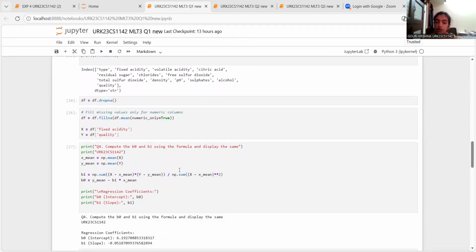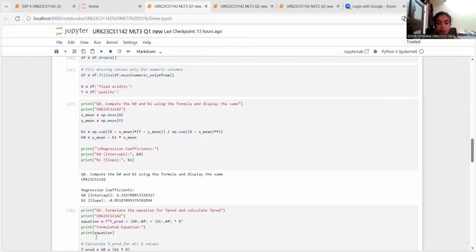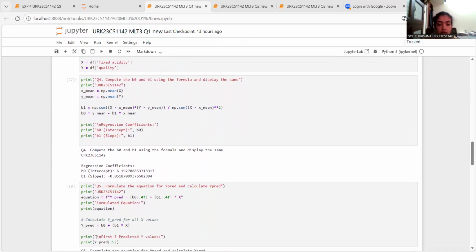We'll calculate the regression coefficients. B naught is the intercept and b1 is the slope. The equation for b1 is the summation of x minus x bar into y minus y bar, divided by the sum of x minus x bar the whole square, and for b naught it is y bar minus b1 x bar. So this is the equation we have used here, and then we'll compute the regression line.